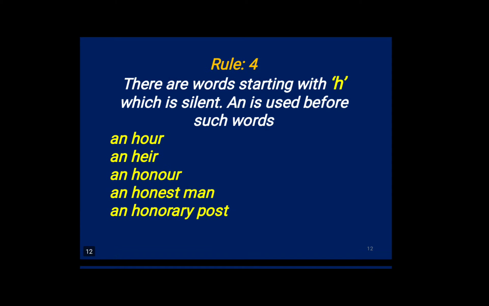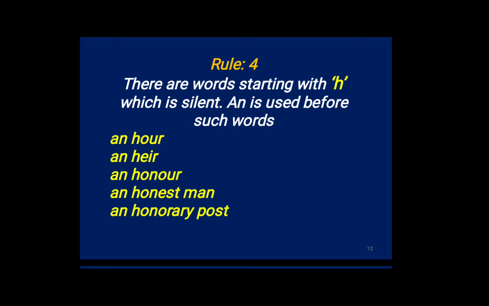Now moving to rule 4. There are words starting with H which is silent, and an is used before such words. Because the H is silent, it sounds as if the word begins with a vowel sound, so we use an before words that begin with a silent H.